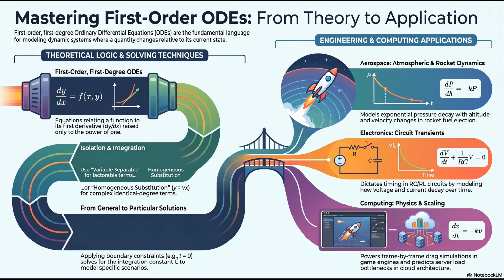Exactly. It reminds me of a leaking bucket. A leaking bucket? Yeah, if you have a bucket full of water with a hole in the bottom, when the bucket is full, the water pressure is really heavy, so it leaks incredibly fast. Oh, I see. But as the water level drops, there's less water pushing down, so the leaking slows down. The less water inside, the slower it leaks. That's exponential decay. That is a flawless physical visualization of dp over dh equals negative k times p. The rate of change is entirely dependent on the current state.